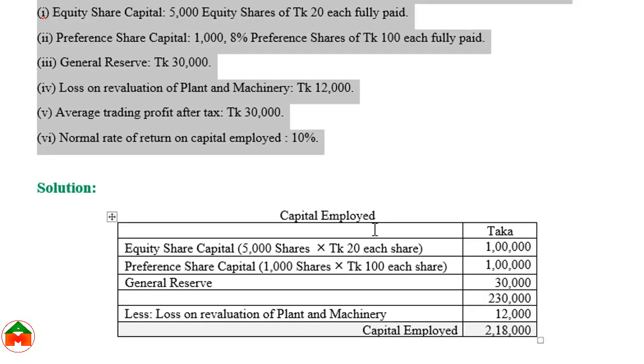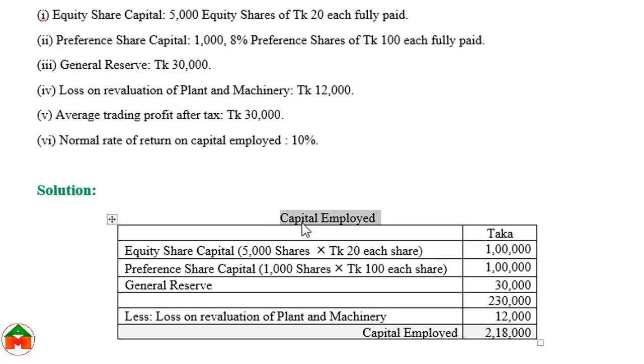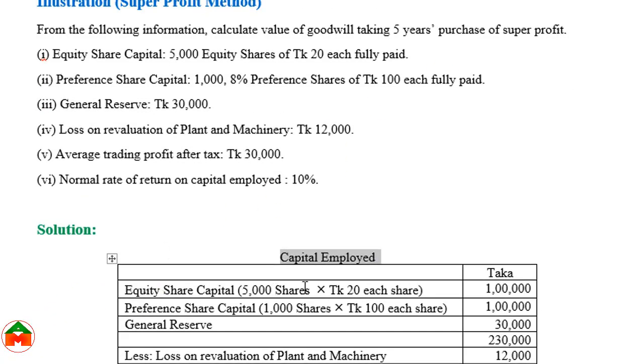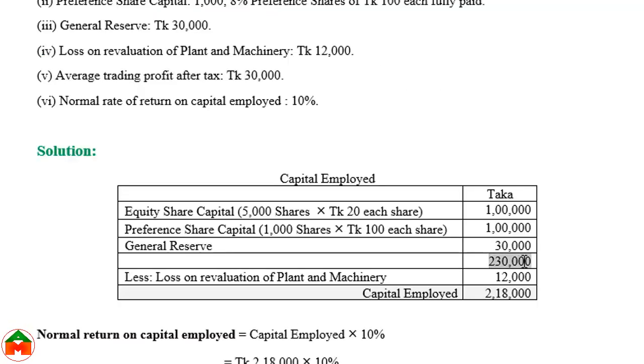Here is the solution. First of all, we need to find out the capital employed. Here we can see 5,000 equity shares and per share price 20. The total amount of equity is 1 lakh. And preference share, 1,000 preference shares, per share 100. Then the total amount is 1 lakh. General reserve 30,000. This general reserve arises from the retained earnings or profit and loss account. The total capital employed or equity is 2,30,000.